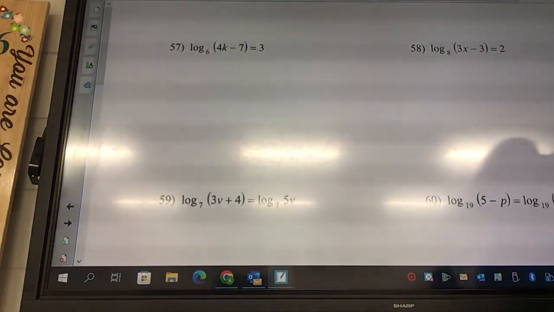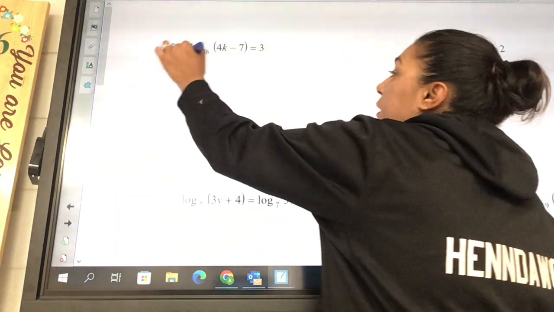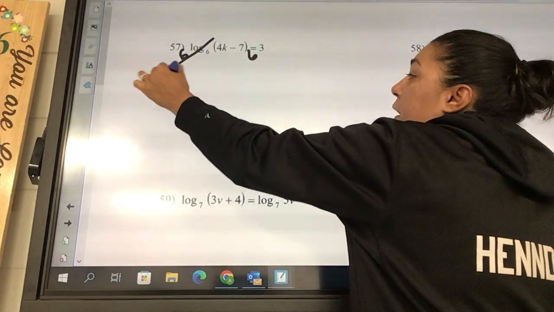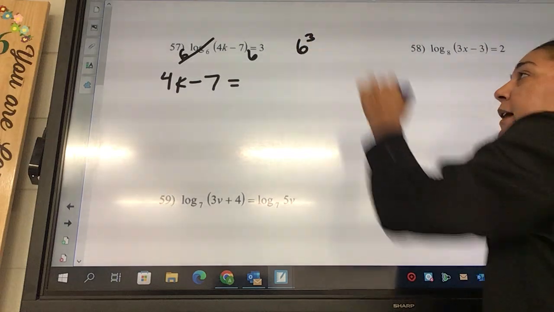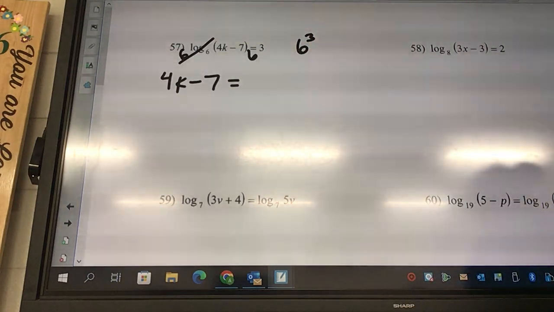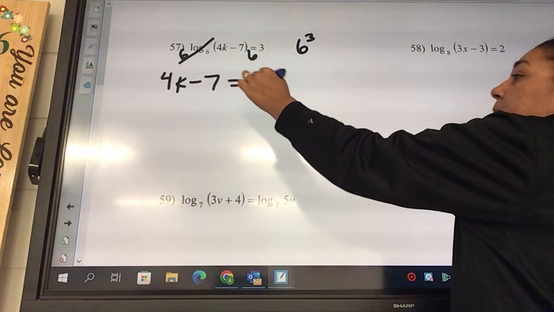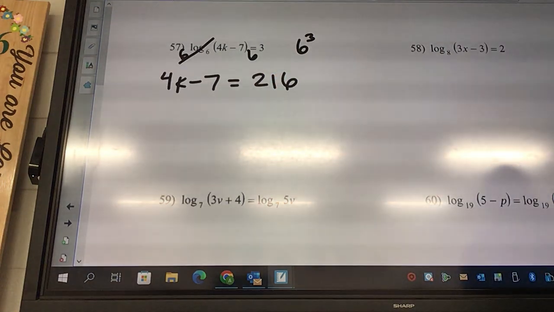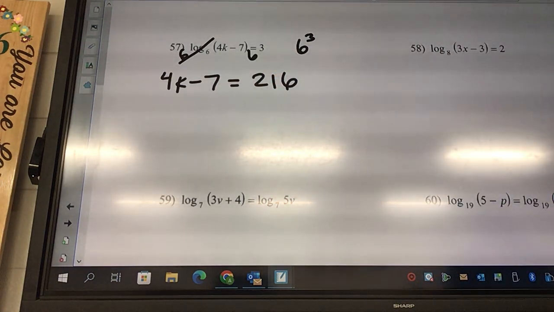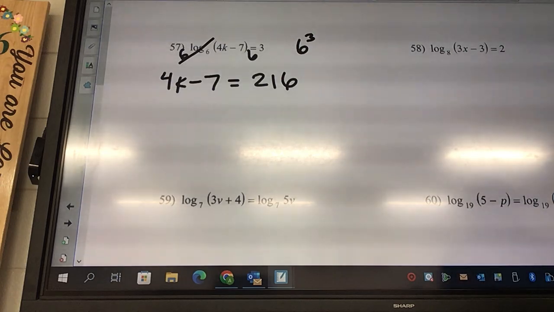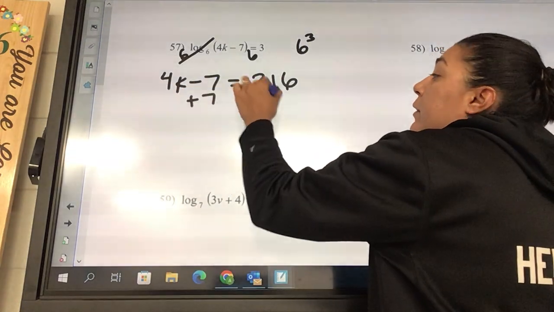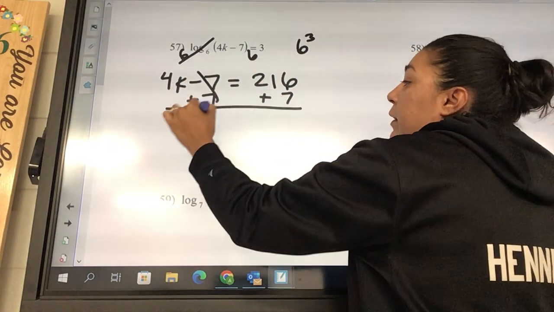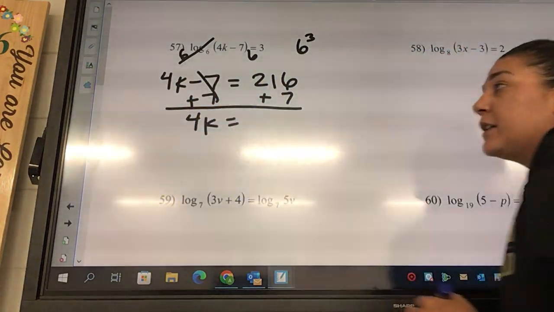Okay, 57. What's our number by the log? 6. So we're going to say 6 and 6. So we got 4k minus 7 equals, what is 6 to the 3rd power? 216. And then what? You mean add. Good. Add 7. So we get 4k equals, what is 216 plus 7?